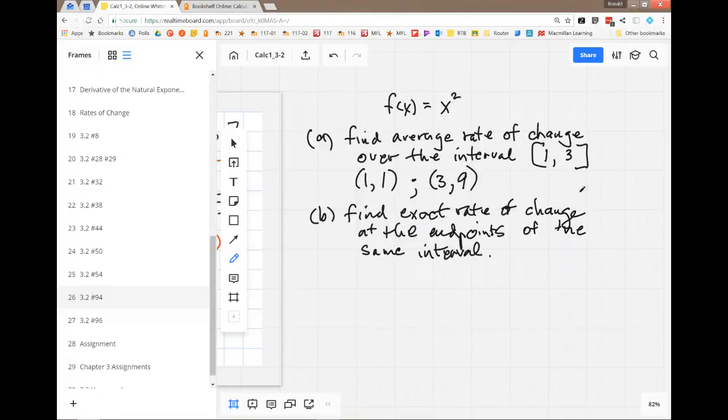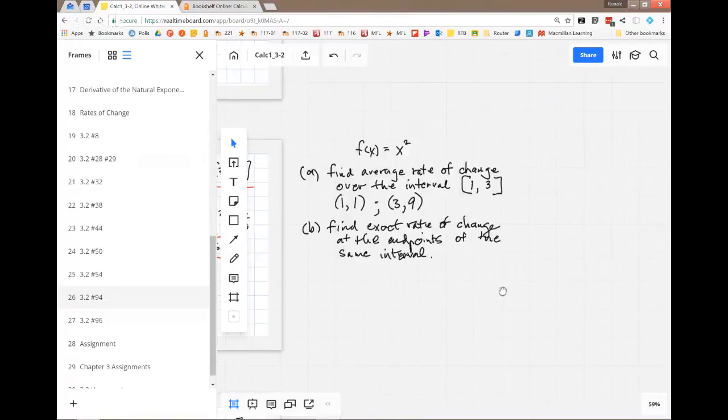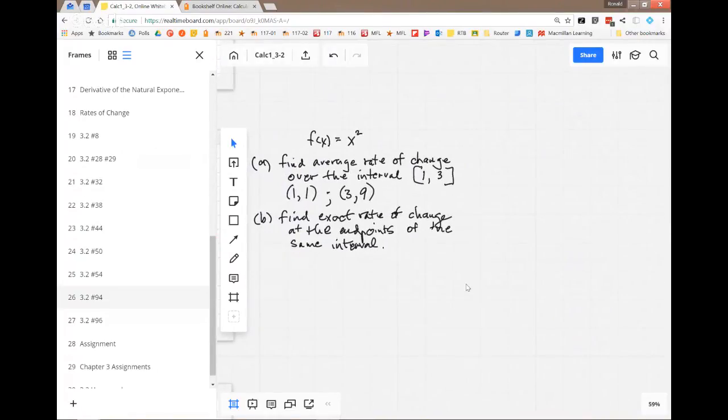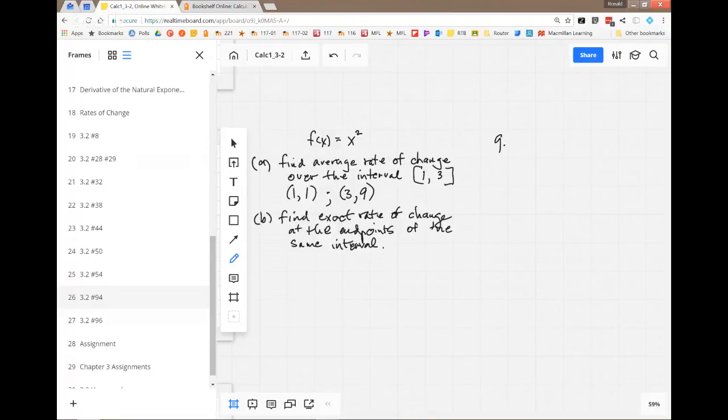Now, how do we find the average rate of change? Well, you know this by now, we've got to do a slope. So let me move this over a little bit. We need to take y2, 9, minus y1, 1, over x2, 3, minus x1, 1. We get 8 on top, we get 2 on the bottom. There's the average rate of change, 4.